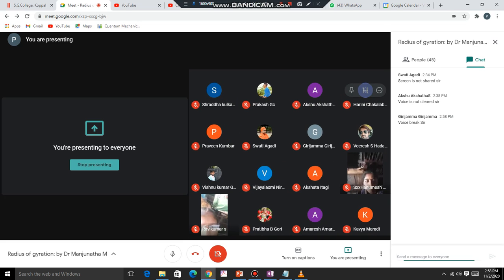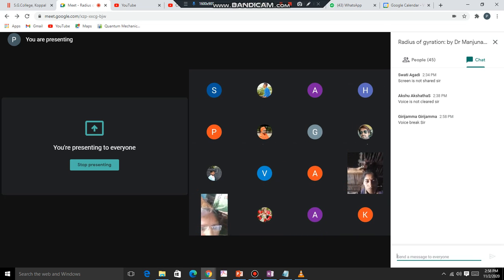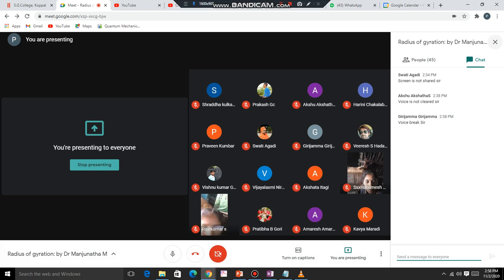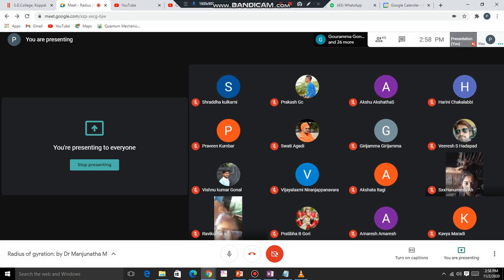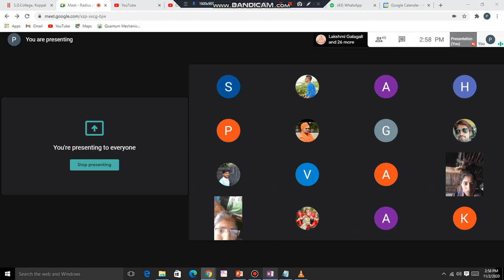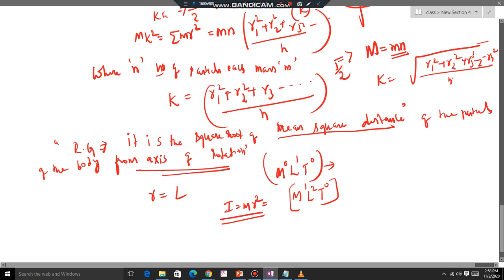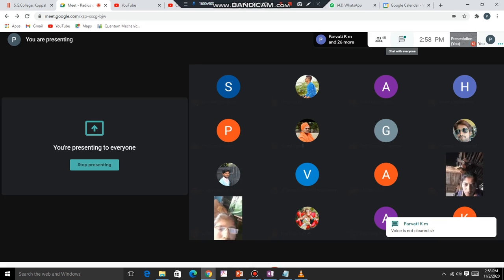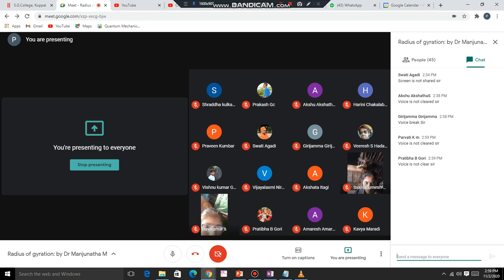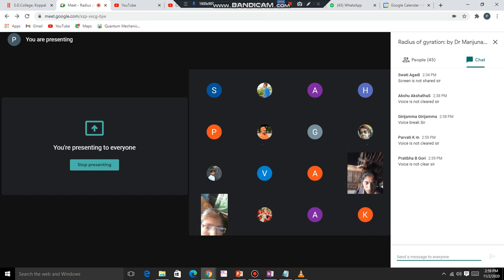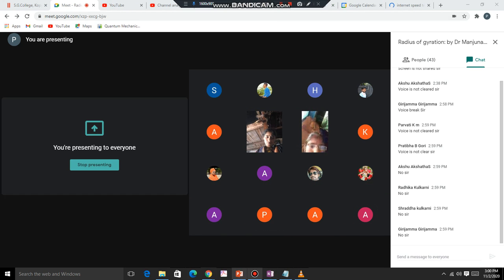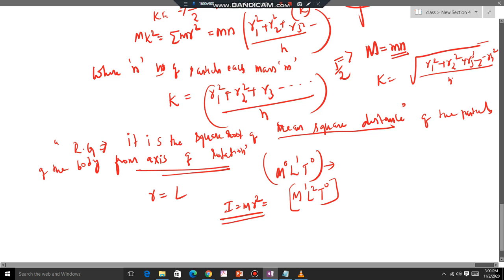What happened? Voice is not clear, screen is not shared. Okay, so now, okay, so I can just write it, so I is equal to mr square, so m1 l square t0. Okay, so what happened? Now also voice is not clear. So ಬ್ರೇಕ್ ಆಗ್ತಾ ಇದೆ ಸರ್, ಕೇಳಿಸ್ತಾ ಇದೆ, ಬ್ರೇಕ್. ಇಂಟರ್ನೆಟ್ ಸ್ವಲ್ಪ ಸ್ಲೋ ಇದೆ ಅದಕ್ಕೆ.